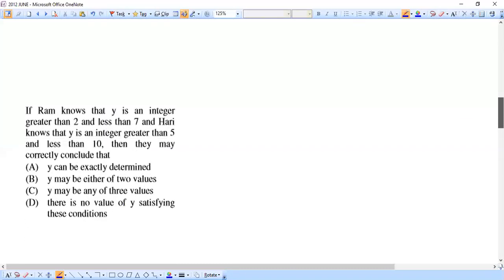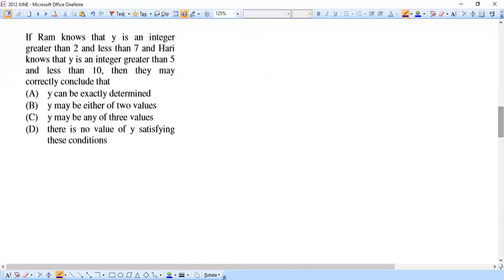Now coming to the third question. The third question is once again a very easy question. It's a kind of number reasoning. So let's see what is there in the question.